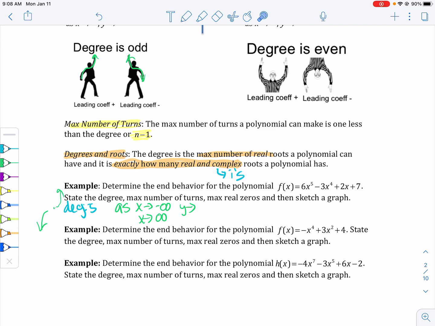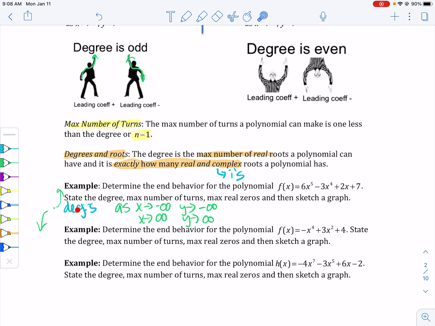So in my end behavior, I always write this part because this is the same. Well, I guess I should put y here. This part will always be the same. It's this part that changes. So as we go to the left, it's going down. So mathematically, we say down, or negative infinity. As we go to the right, it's going up. So mathematically, we write up as positive infinity.